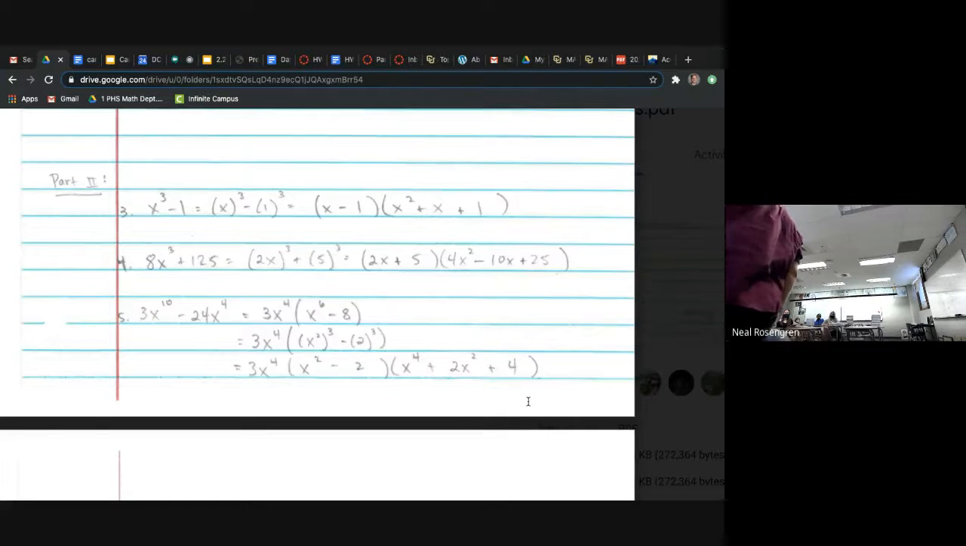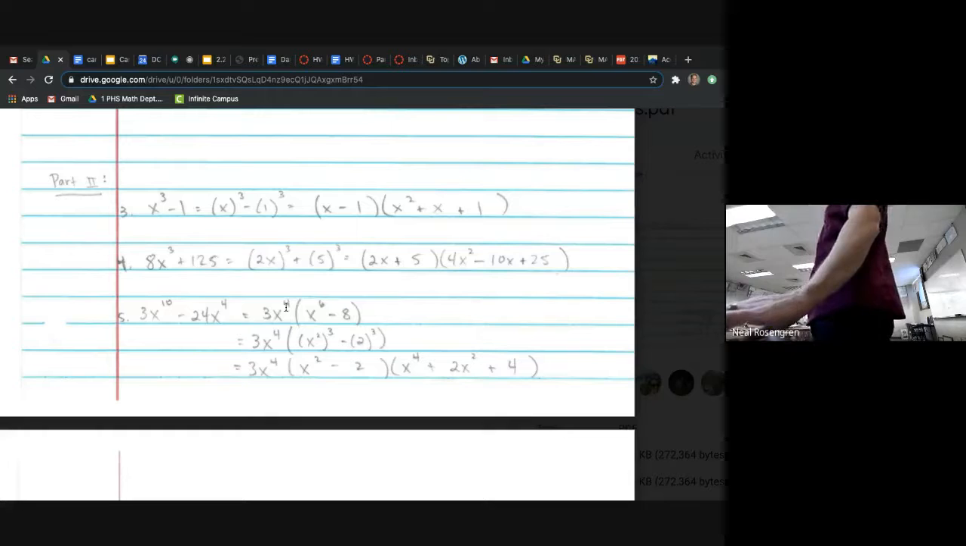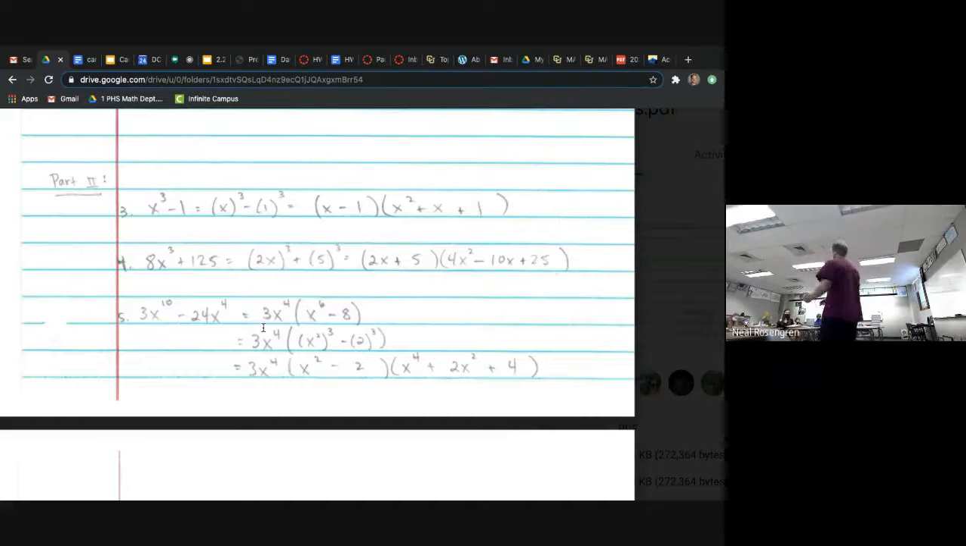Between 3x to the 10th and negative 24x to the 4th, you've got a 3 as a constant in common. And between x to the 10th and x to the 4th, I've got an x to the 4th in common that I can pull out. And so that right there, that 3x to the 4th, that is your greatest common factor. So pull that out first and see what's left.